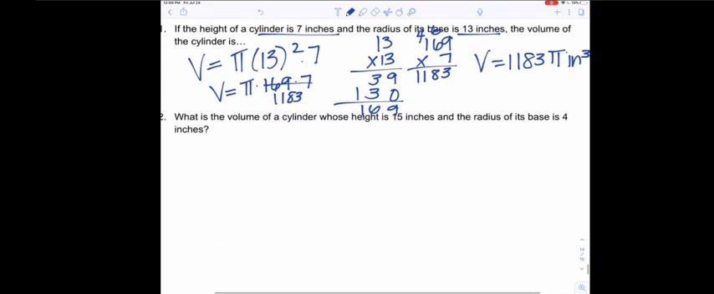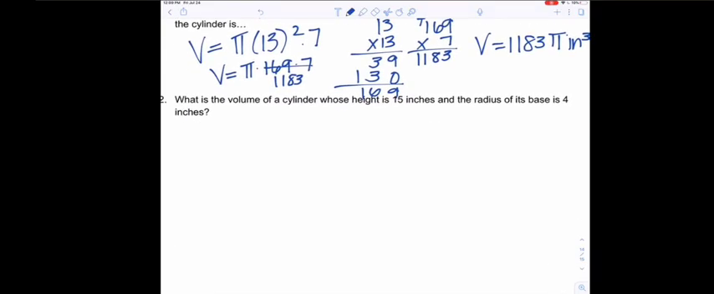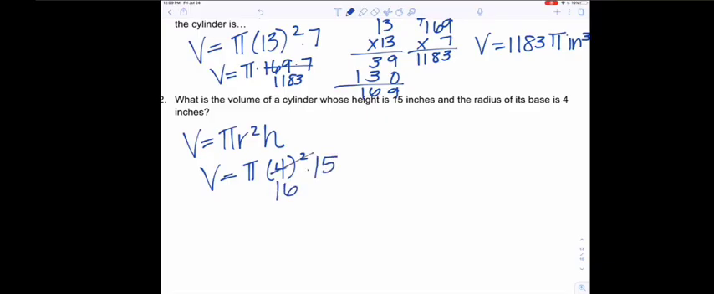Okay? All right, let's look at another one. What is the volume of a cylinder whose height is 15 inches and the radius of its base is 4 inches? So volume equals pi r squared h. We're going to plug stuff in. Volume equals pi, that stays the same. The radius is 4 inches, so 4 squared times the height, which is 15. Okay? So 4 squared I know is 16. So now I have to do 16 times 15.